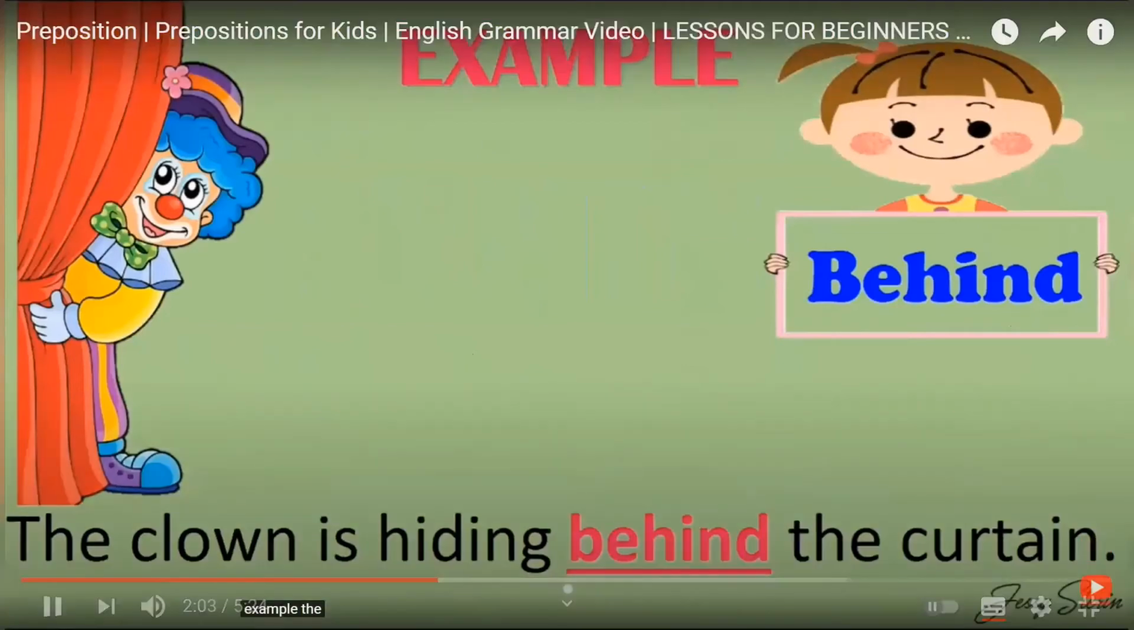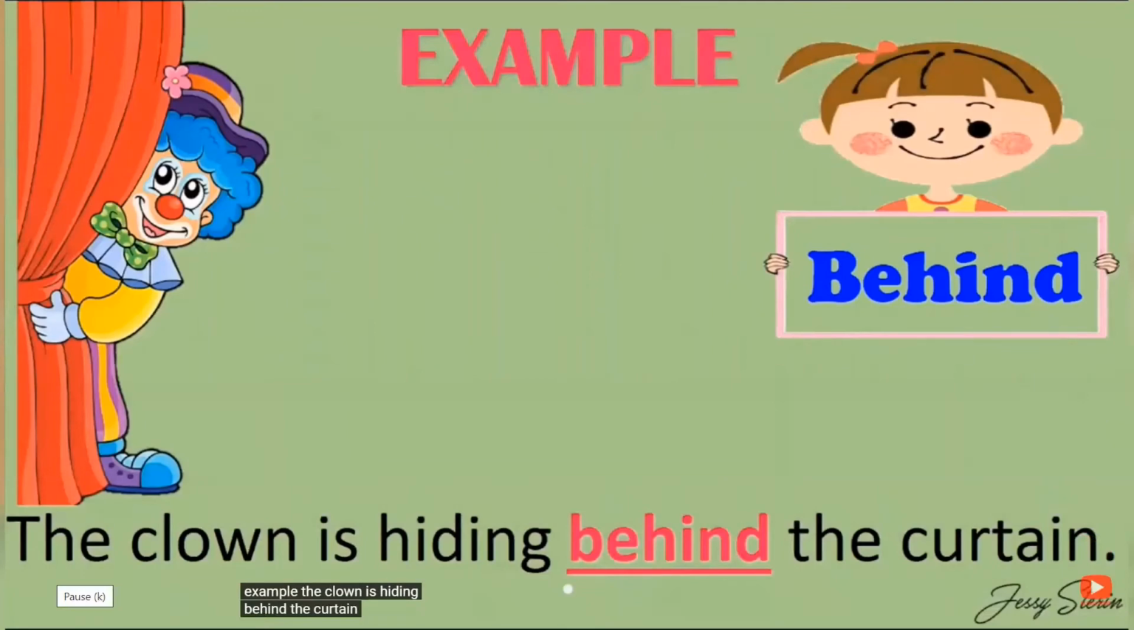Example. Okay, can you see this clown? The clown is hiding behind the curtain. So, behind is telling you the position of the clown, right? He is hiding. Okay, all right. The clown is hiding behind the curtain.